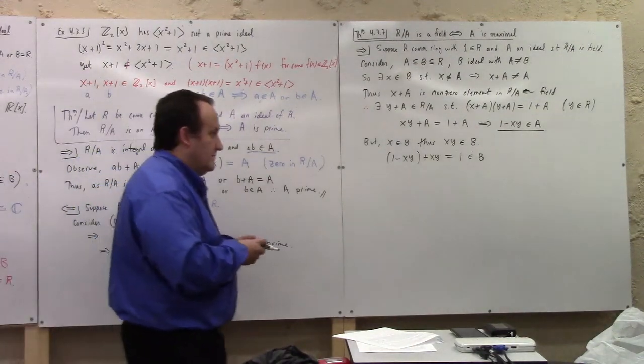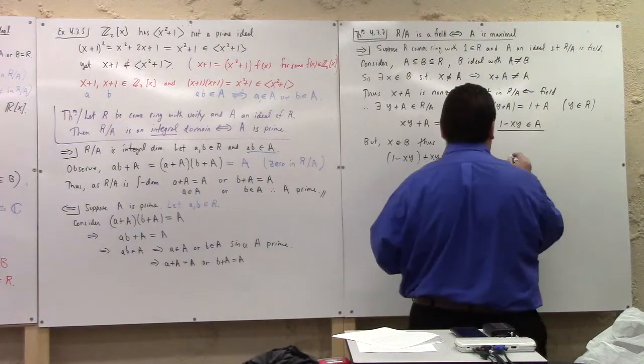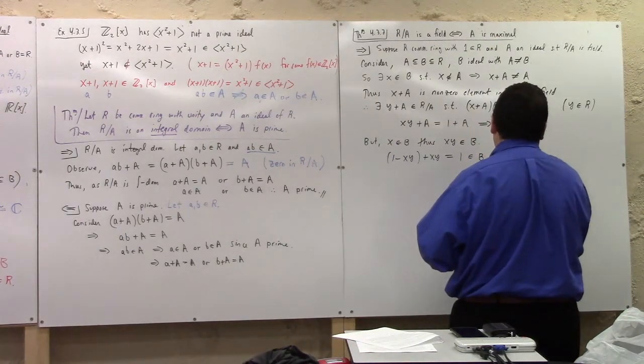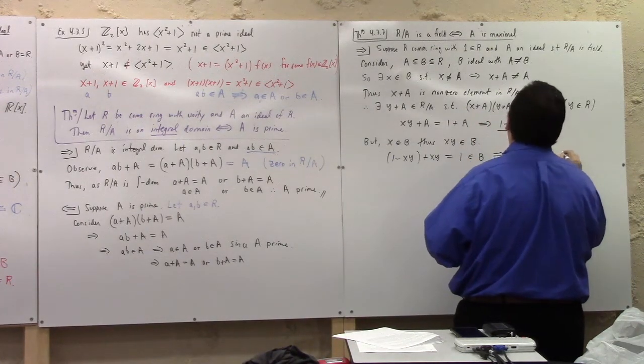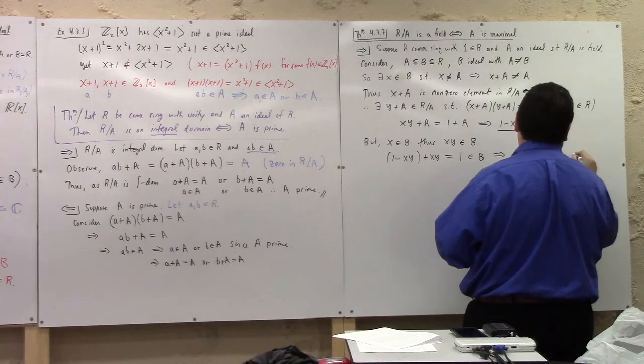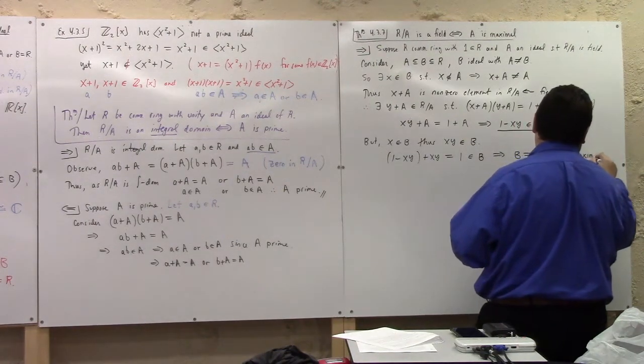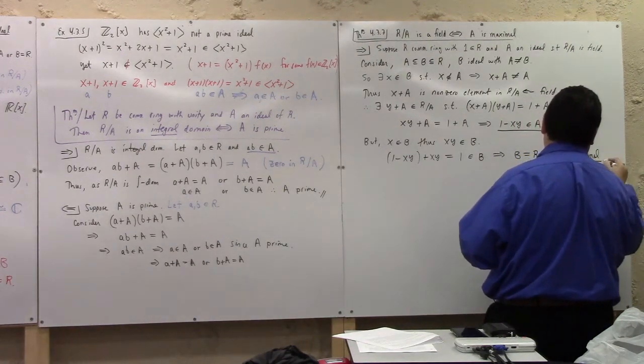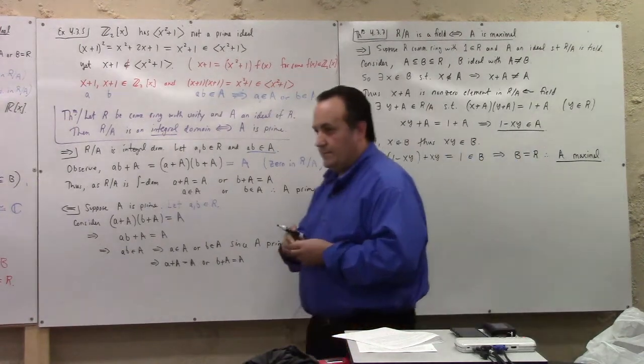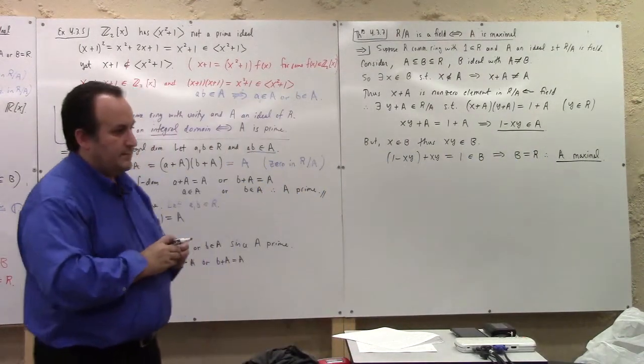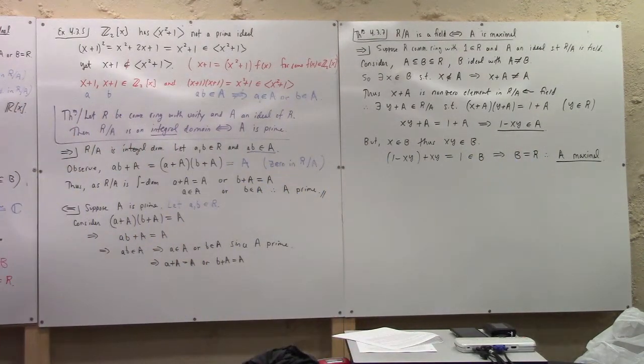Consequently, B equals R, therefore A is maximal. If you really study the proof, the logic of it is very much parallel to our first example. It's just that our first example is mired in the technical details of the x squared plus 1 principal ideal.